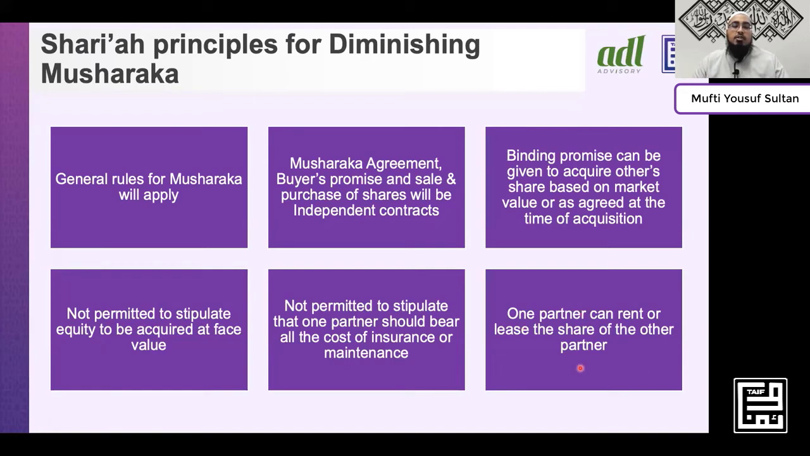One partner can rent or lease the share of the other partner. So this is what happens in diminishing musharaka. The client rents or leases the portion of the IFI. So this is permissible, no issue.